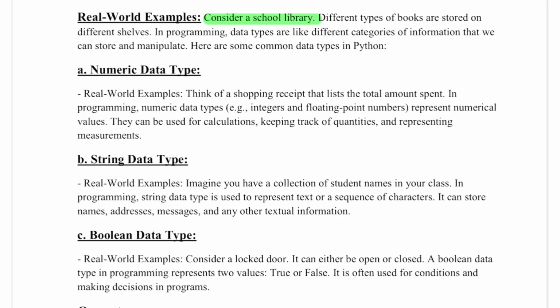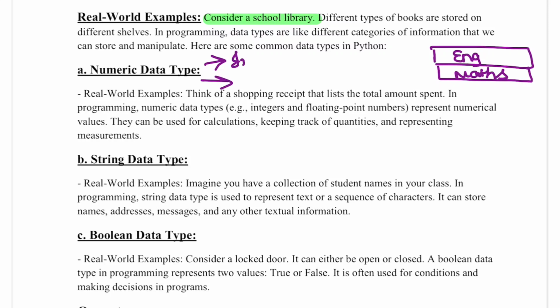Okay, so now over here you have an example that considers a school library. Different types of books are stored on different shelves. So how will I know that these are English books? Because I have a separate shelf for it and I have a separate name for it. Similarly, in Python, we have different data types. So first is numeric data type. Now numeric data type has further 2 data types, integers and float.